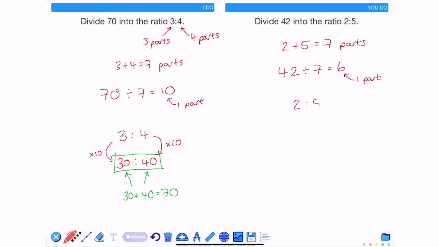Looking at the original ratio, and knowing that 1 part is equal to 6, 2 parts must be 2 times 6, which is 12, and 5 parts must be 5 times 6, which is equal to 30. To quickly check that I've got this right, find the sum of 12 and 30. 12 plus 30 is equal to 42, which is the original amount that I was trying to divide. Dividing 42 into the ratio of 2 to 5 is 12 to 30.